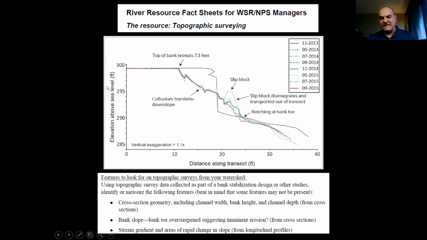And so there's fact sheets for all of these. This is the example of topographic surveying. These are also two-page fact sheets that outline what the resource can tell you and the different types of things you can learn from it. So again, in another appendix are all these fact sheets giving you more information on how to use aerial photographs, topographic maps, etc.